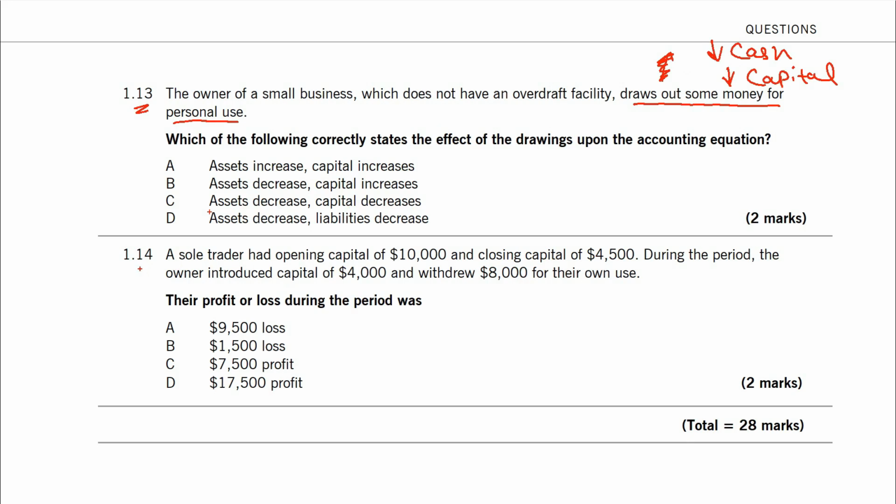Next we have the final question for this lecture, and it is also your home assignment. A sole trader had opening capital of this amount, closing capital of this amount, and during the period the owner introduced capital of this amount and withdrew this amount. Okay, and you have to calculate profit or loss during the period.